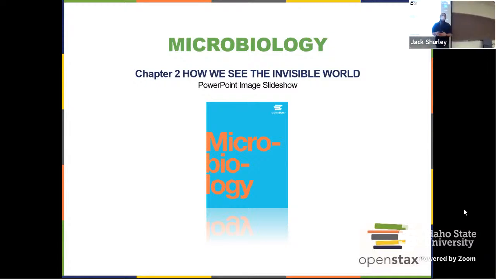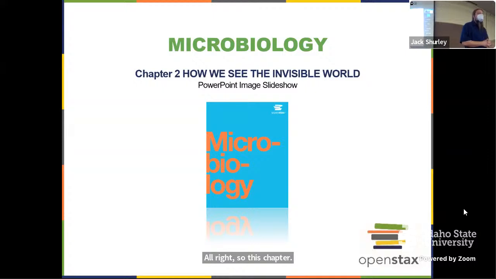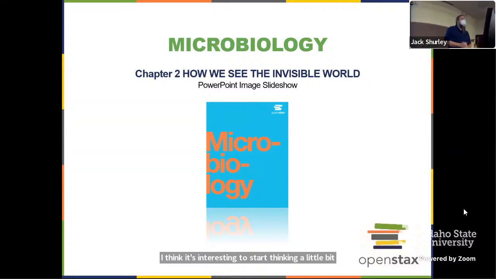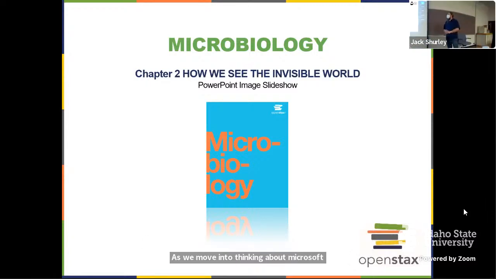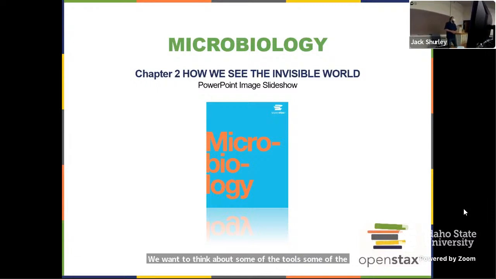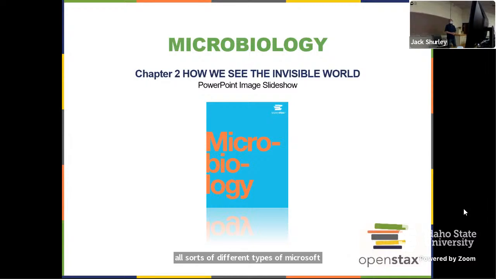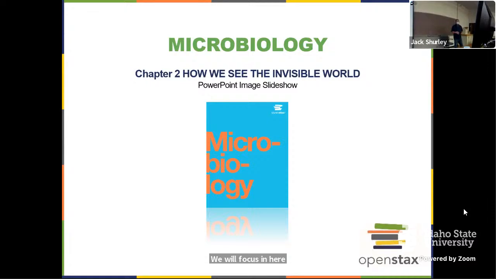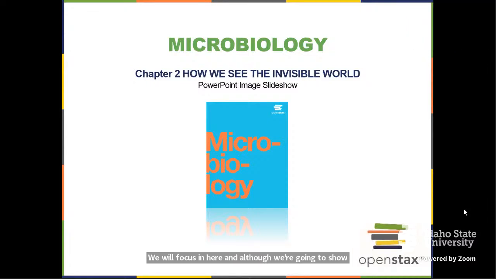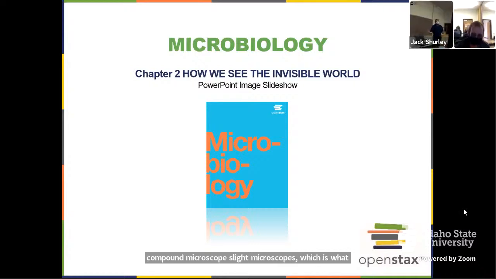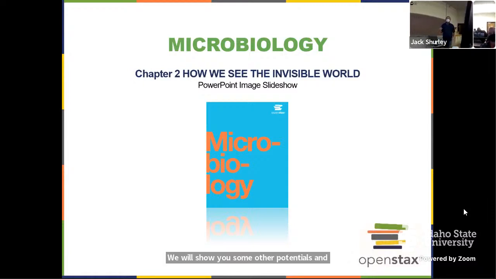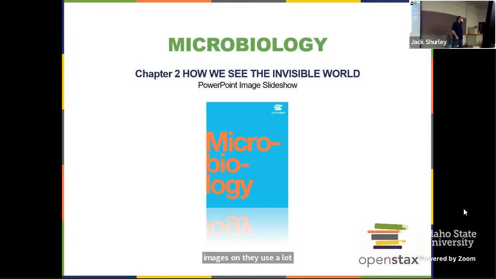All right, so this chapter I think is interesting to start thinking a little more, some more details as we move into thinking about microbes. We want to think about some of the tools, some of the techniques that we utilize to visualize organisms. And there are all sorts of different types of microscopes. We will focus in here, and although we're going to show you a bunch of other stuff, we will really focus on compound microscopes, light microscopes, which is what you're going to be thinking about when you deal with stuff in the labs here. We will show you some other potentials, and oftentimes as we're progressing through the chapters, we'll see some images, and they use lots of electron micrographs. So electron microscopes to zoom way in on microbes and give us some details, all right?